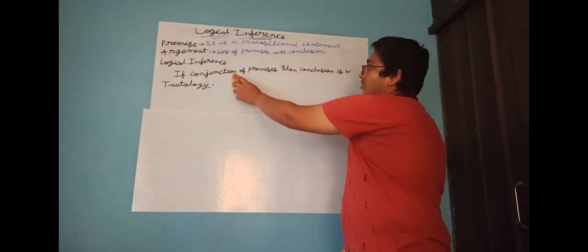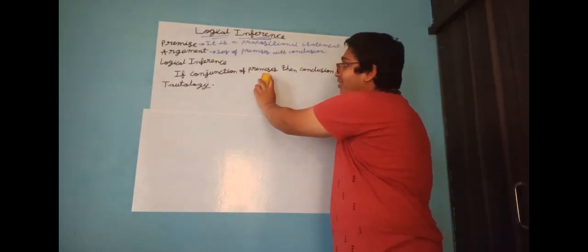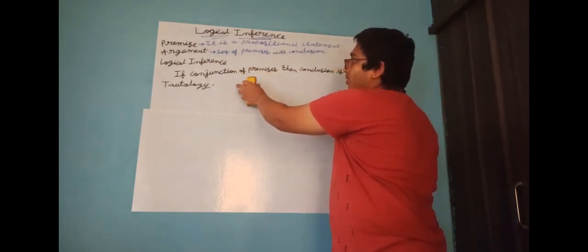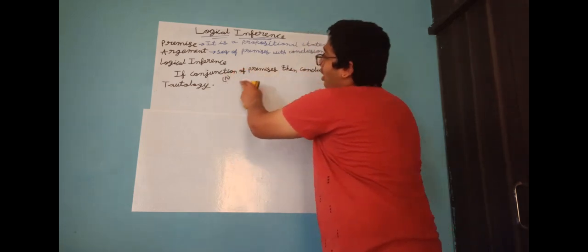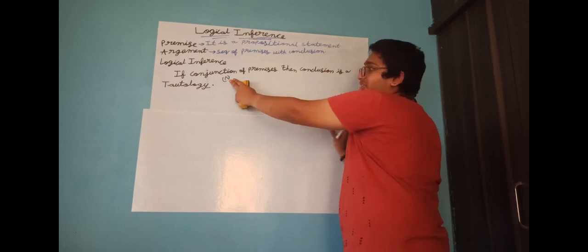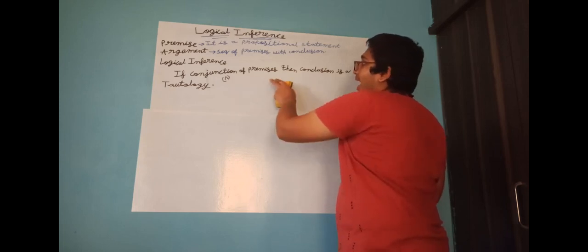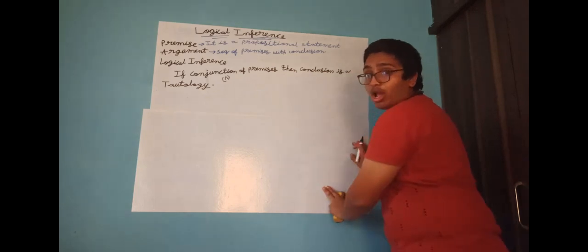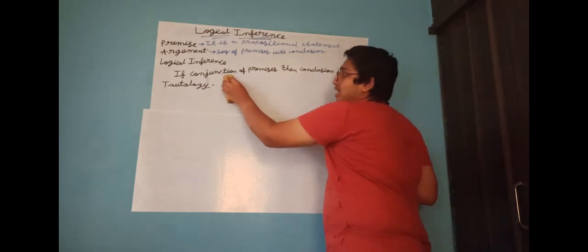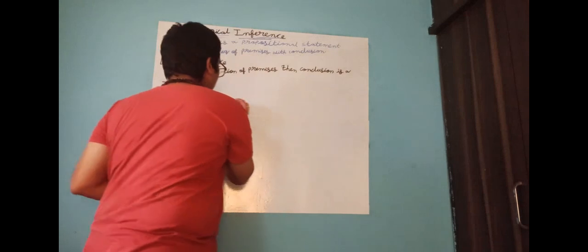The premises are there, right? We will do conjunction for them. Conjunction is nothing but AND. All the premises we separate using this AND, and then the implication to the conclusion is said to be a tautology. Let us consider an example.